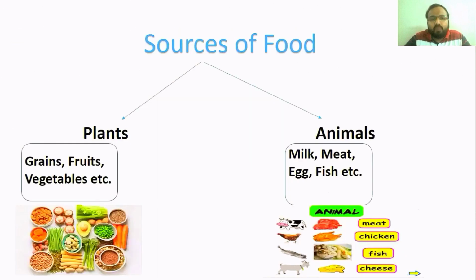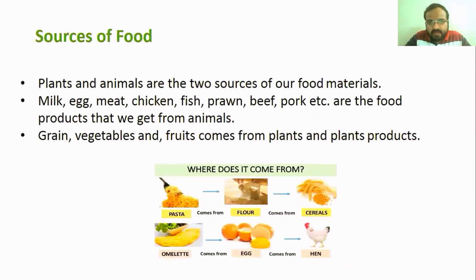Now, sources of food. What are the various sources of food? The different food sources are divided into 2 major categories. We get food from 2 different sources, plants and animals. From plants we get grains, fruits, vegetables, etc. And from animals we get milk, meat, egg, fish, etc.